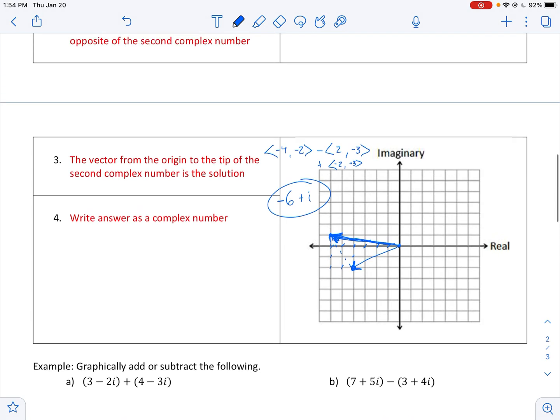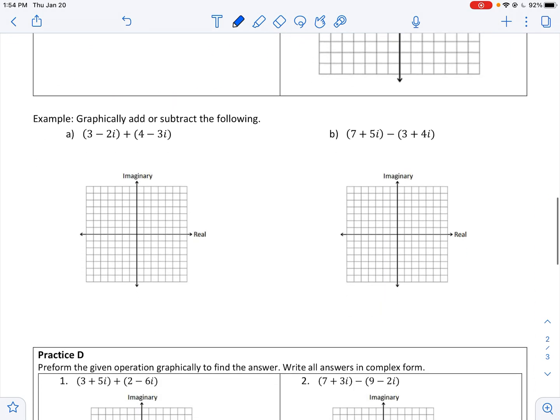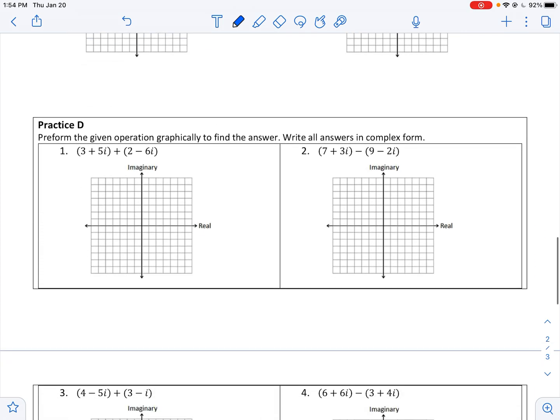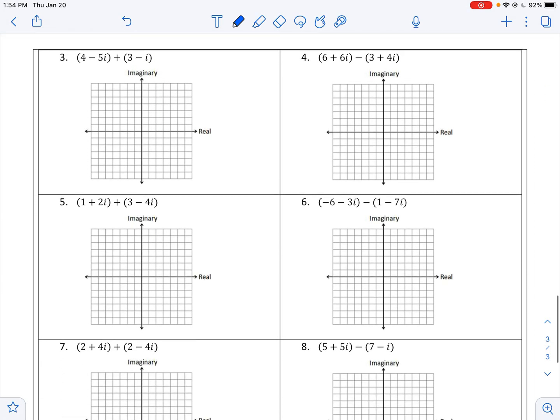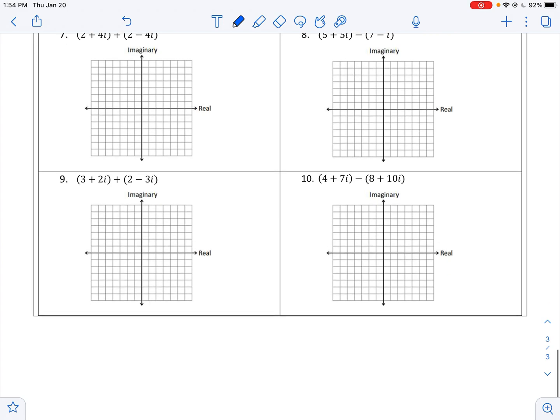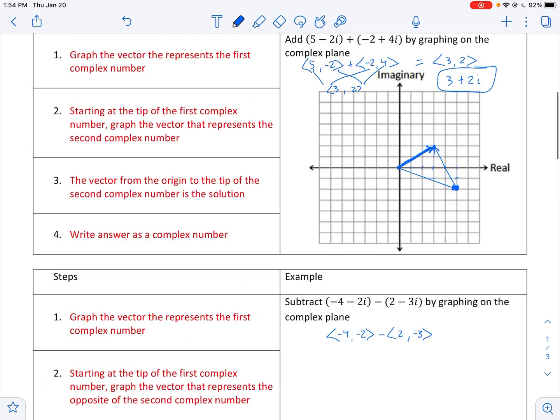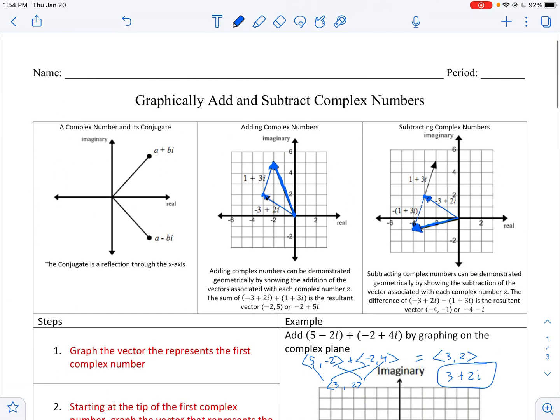So hooray, we wrote a complex number, we graphed it, and that's it. So that's what's going on your assignment. You just go through and you graphically add and subtract these complex numbers, and it should be a piece of cake, really, in comparison to what we've been doing.